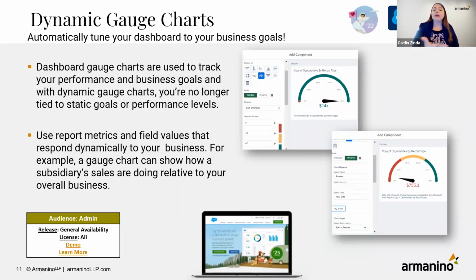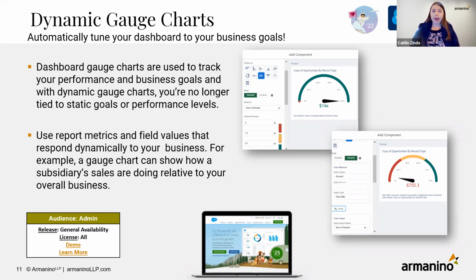So dynamic gauge charts are a really cool way that you can track your business goals. But up until now, they've been pretty static. You basically could only measure it off of one goal. And in this example, on the left-hand side, you'll see that it's based off of the sum of the amount. However, with the new dynamic gauge chart features, you can actually pull information from charts that you've created.